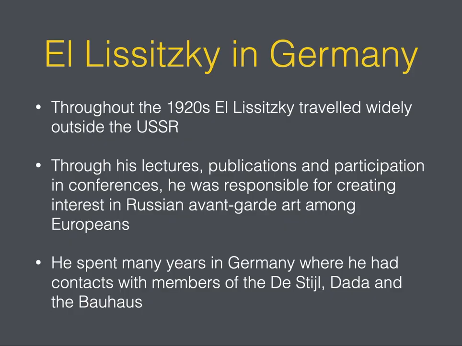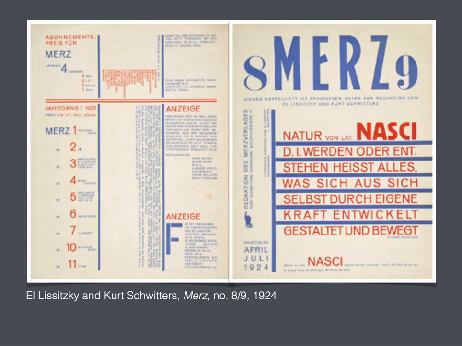Throughout the 1920s, Lissitzky traveled widely outside of the Soviet Union. Through his lectures, publications, and participation in conferences, he was responsible for creating interest in Russian avant-garde art among Europeans. He spent many years in Germany, where he had contacts with members of De Stijl, Dada, and the Bauhaus. Lissitzky collaborated with Kurt Schwitters on a copy of the Merz Journal. This one is nicknamed Nature, and encouraged artists to incorporate natural forms in their work.